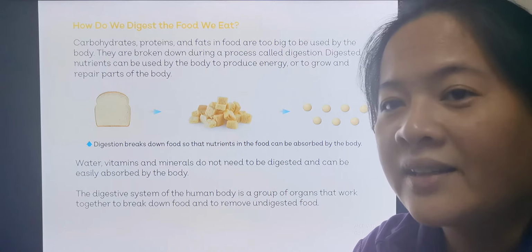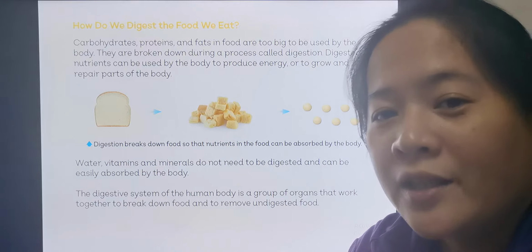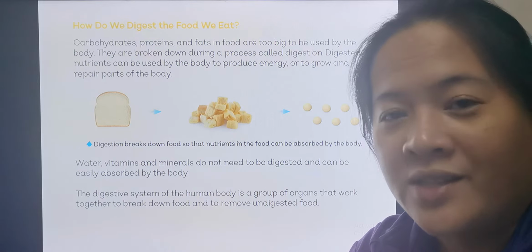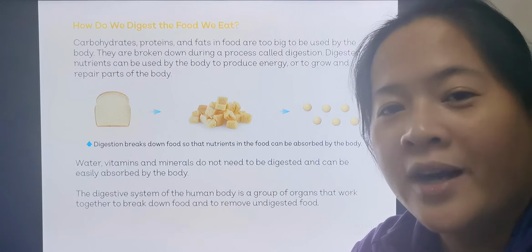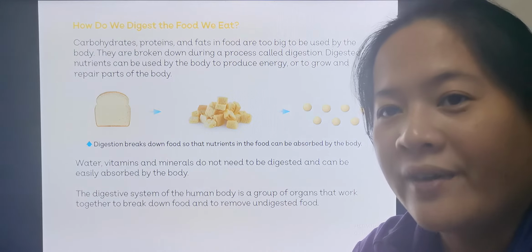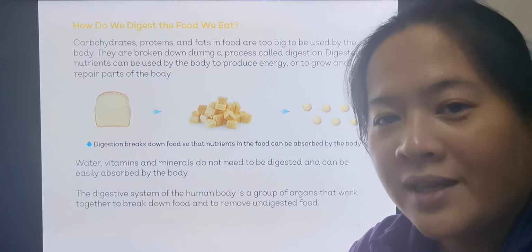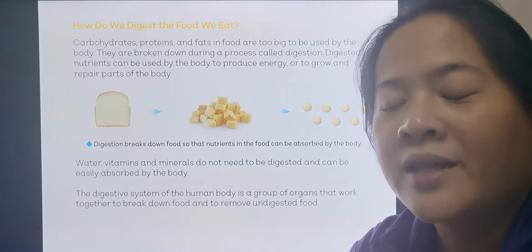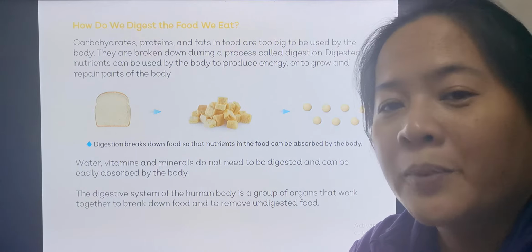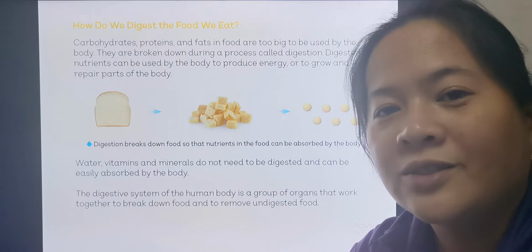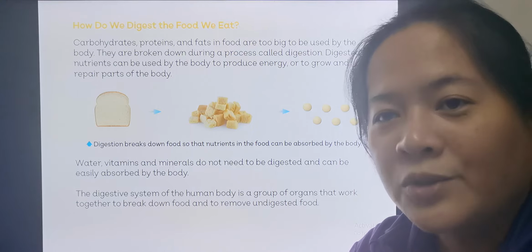We said that the food contains nutrients. We already studied that, and we said that carbohydrates, proteins, and fats are too big to be absorbed by the body, so they need to be broken down. So what are the processes needed to break down these nutrients?